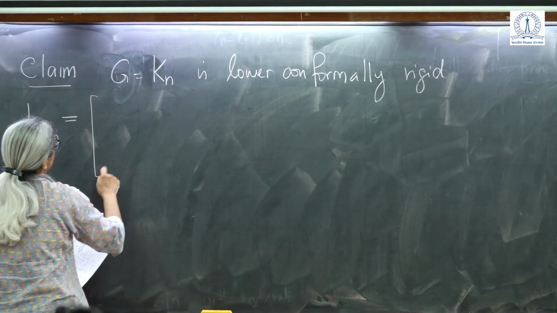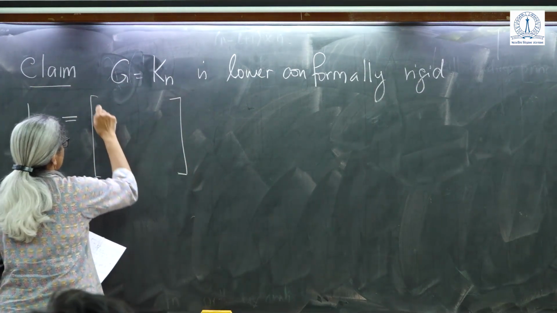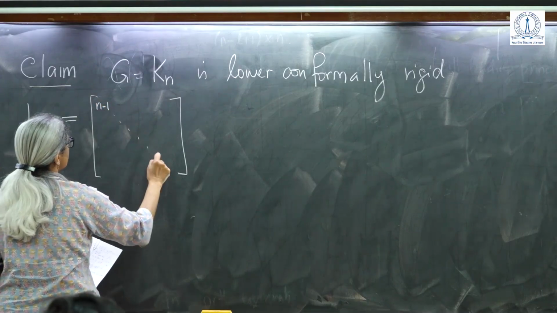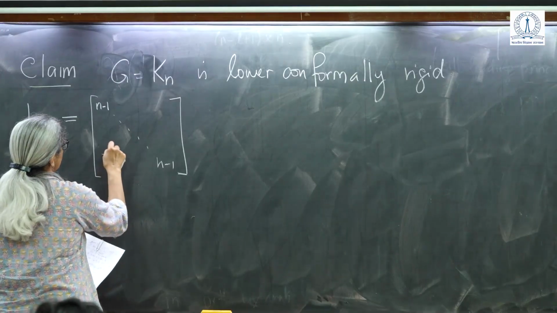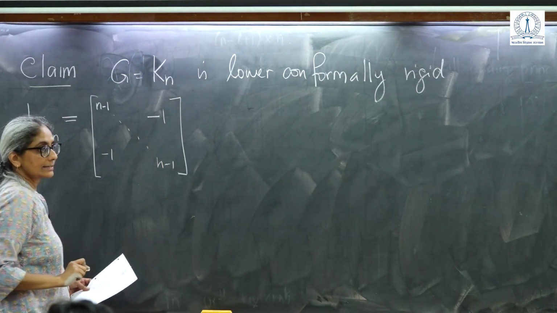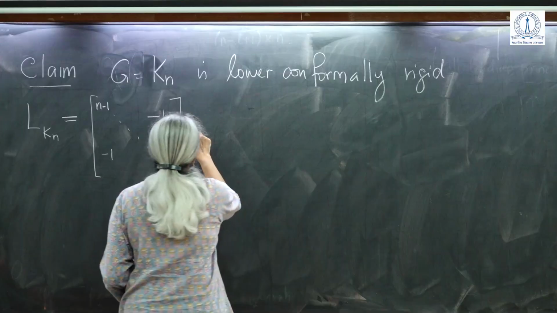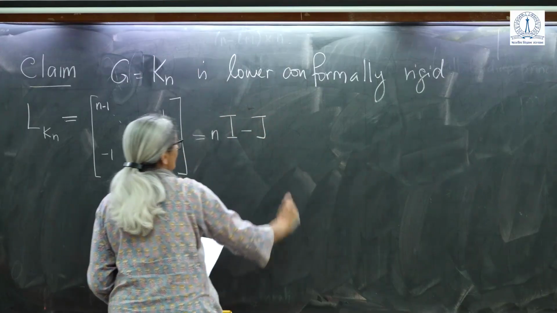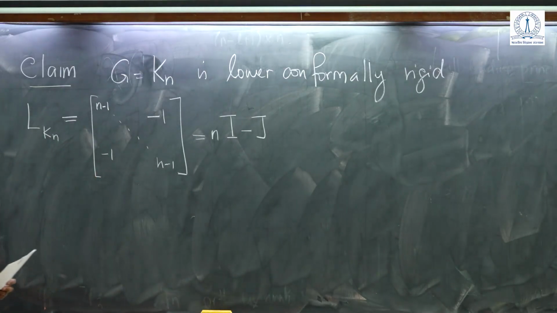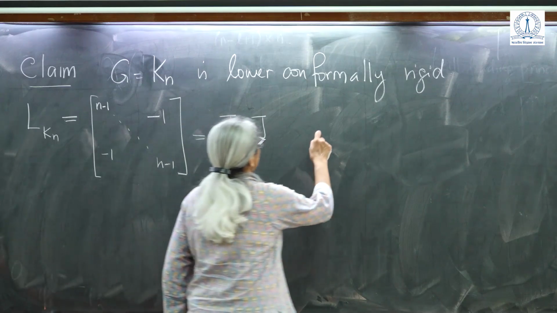The degree of the graph is n minus 1, so there should be n minus 1s on the diagonal, and then everywhere else just a minus 1, okay? So you can write this as n times the identity minus J. Do you agree with this? Okay, so this is n times the identity minus J. And because of that, we also know the eigenvalues.